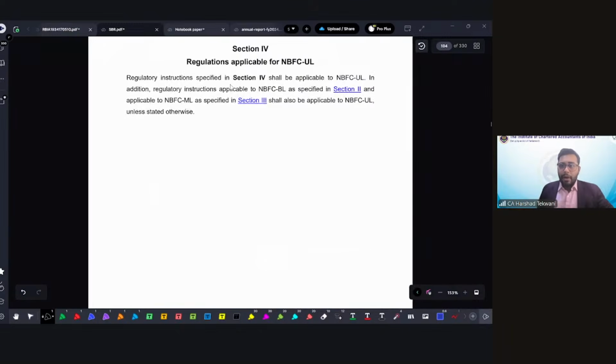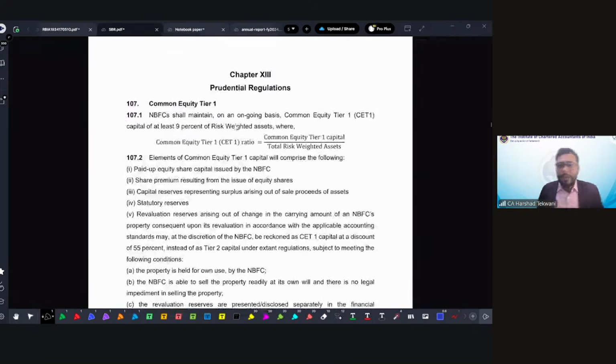So in the upper layer also, it will say that in addition to the middle layer specified in section 3. So in the middle layer, you already have the base layer. So what is applicable to the base layer and applicable to the middle layer is also applicable to the upper layer, in addition to that. Okay. And again, you will have the prudential regulations. You have all other requirements and all of these things.